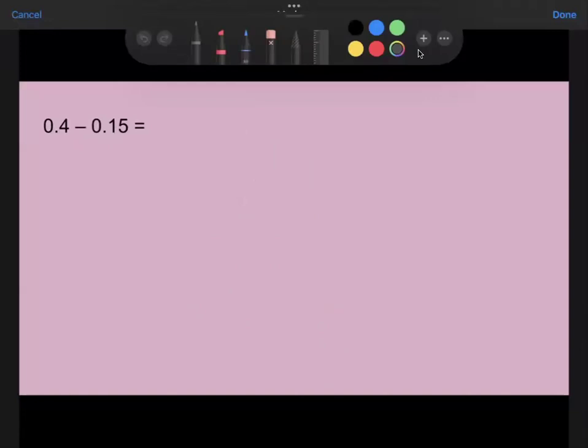Okay, here is our next problem. We're going to take 0.4 and subtract 0.15 this time. Okay, so whenever I'm adding or subtracting decimals, I need to make sure that everything's lined up on top of each other by decimal place value. So I'm going to start with 0.4. I'm going to start by writing 0.4.